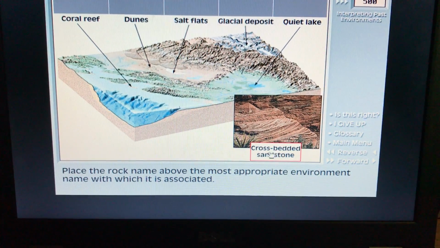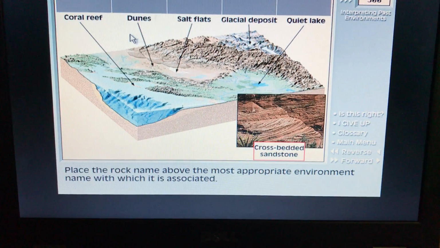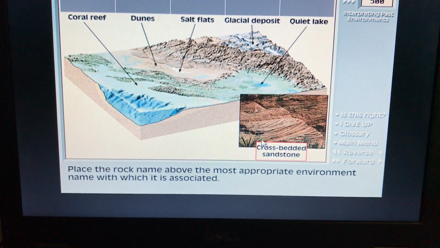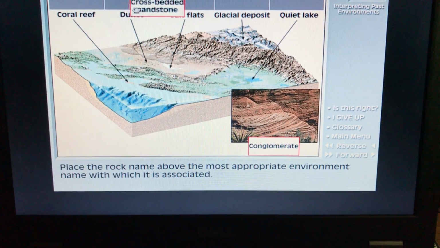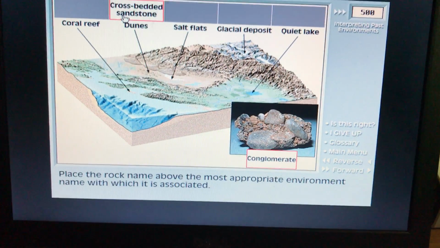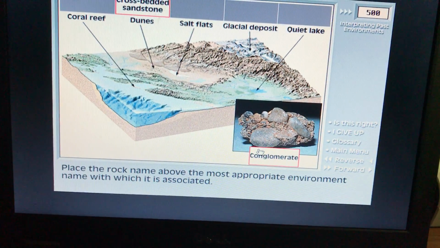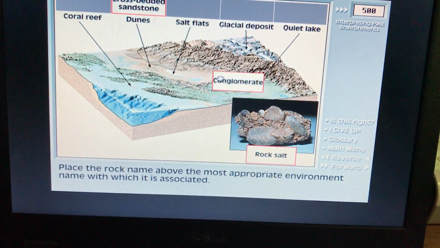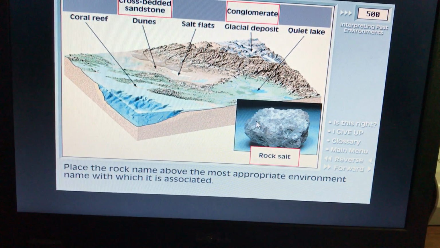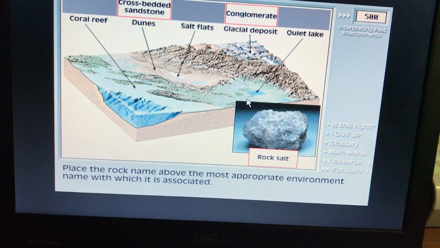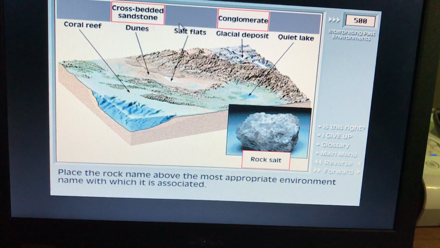Where would you find cross-bedded sandstone? Quiet lake, glacial deposit, salt flats, dunes, or coral reef? Did you say dune? Where would you find a conglomerate? Did you say a glacial deposit? What about a rock salt? Did you say salt flats? Maybe.